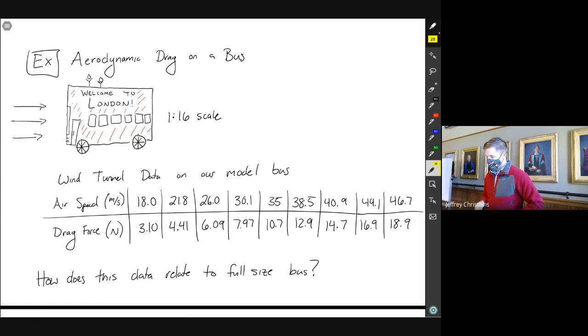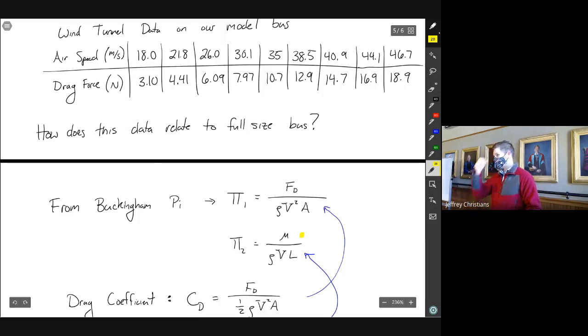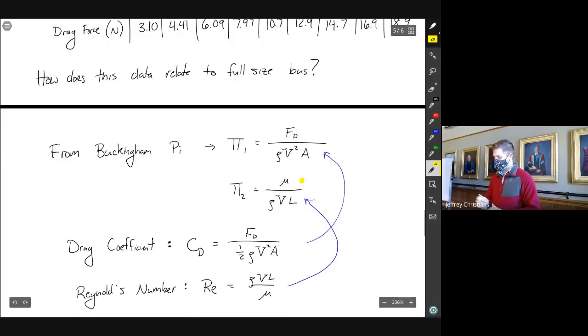We're looking at aerodynamic drag on the bus. So either from having done experiments like this, or we could go back and look at the Buckingham pi theorem. We went through this to develop what actually are the key parameters, the things that we need to look at. We want to look at drag force and velocity and size and viscosity and density and all of these things, but we don't actually care about them independent of each other. We care about very specific groups of those things.